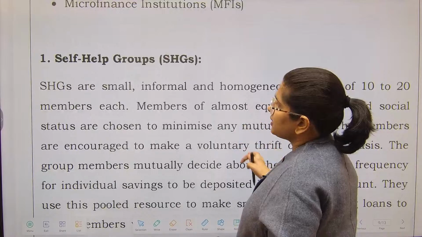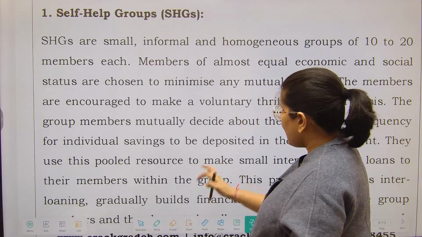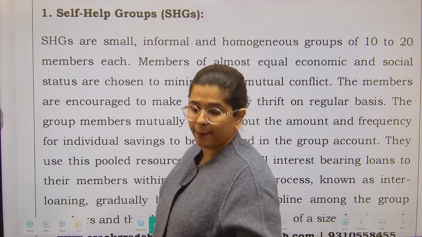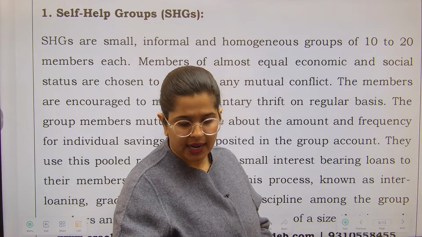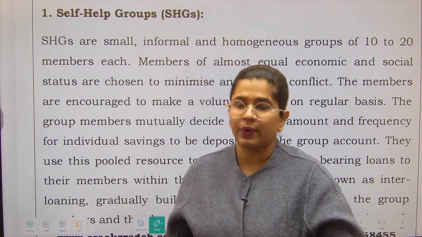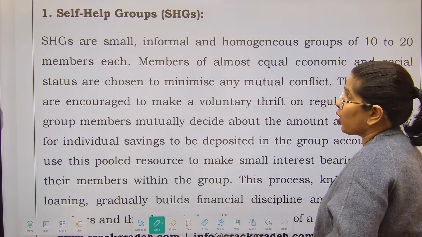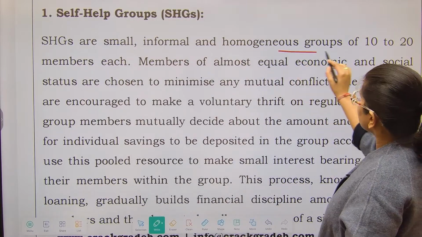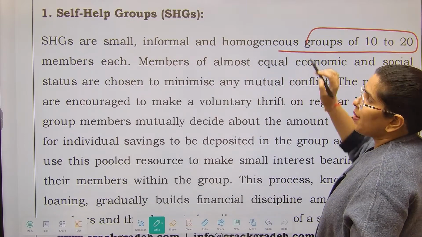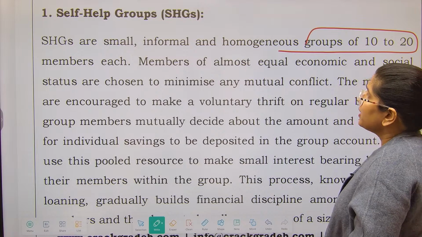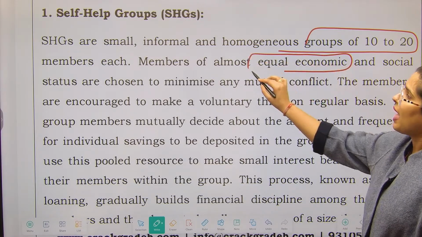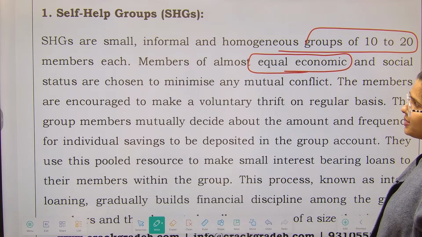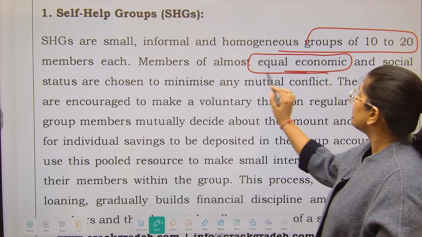We are going to start with the self-help group. Here we are going to have a basic understanding of what a self-help group means, right? What is the meaning of a self-help group? Self-help groups are small, informal and homogeneous groups of 10 to 20 members each. The members are of almost equal economic and social status. They are chosen so that there is no mutual conflict.